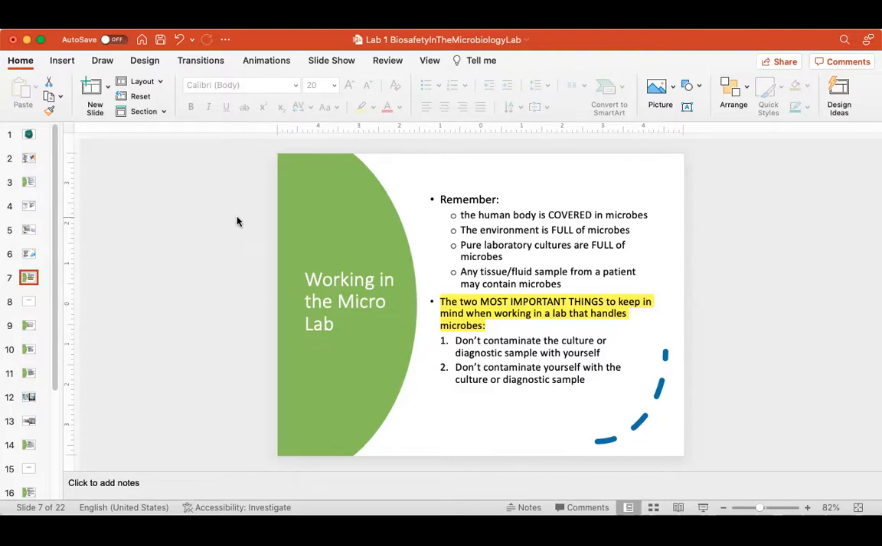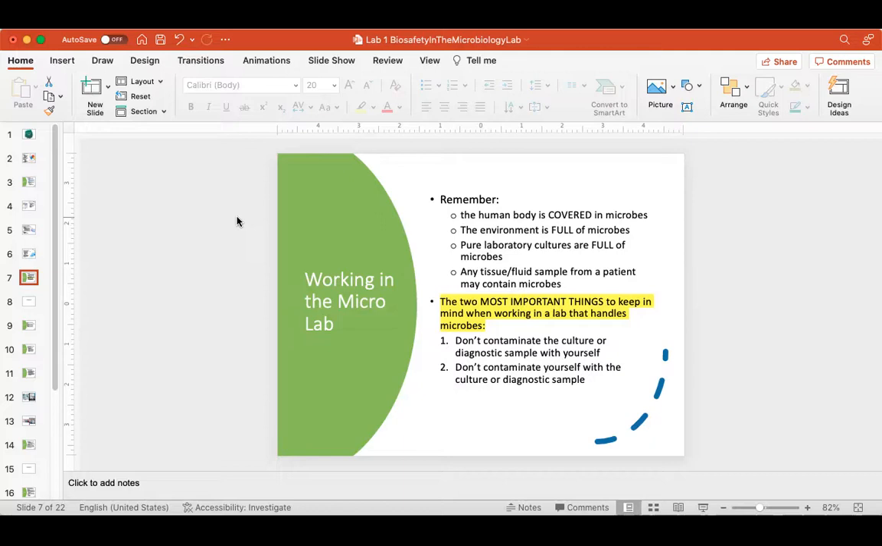If we're in a research laboratory, we might be trying to grow a particular microbe so we can study it. We work hard to grow these cultures, so we don't want to do anything to contaminate them. We don't want to allow any additional microbes to get into those cultures and contaminate them. That's one of two primary considerations in a microbiology lab. We don't want to contaminate our cultures.